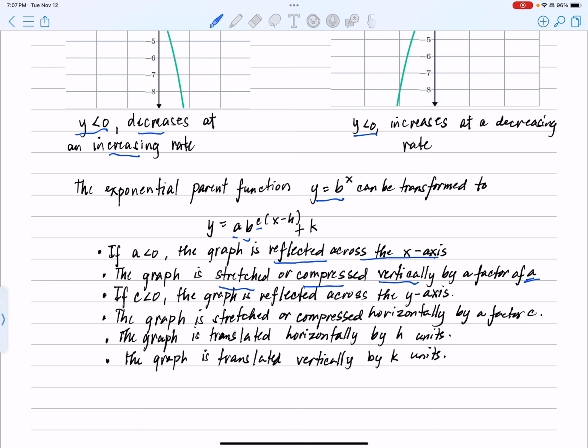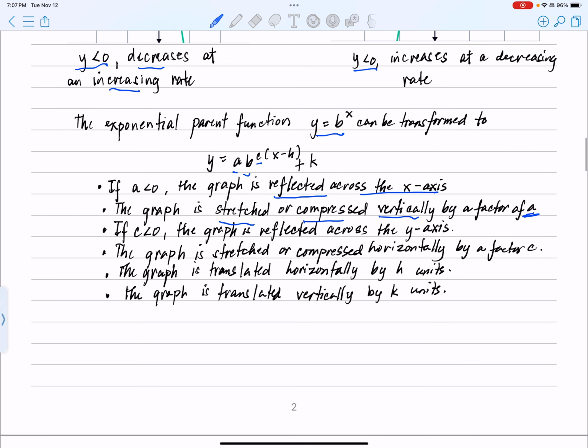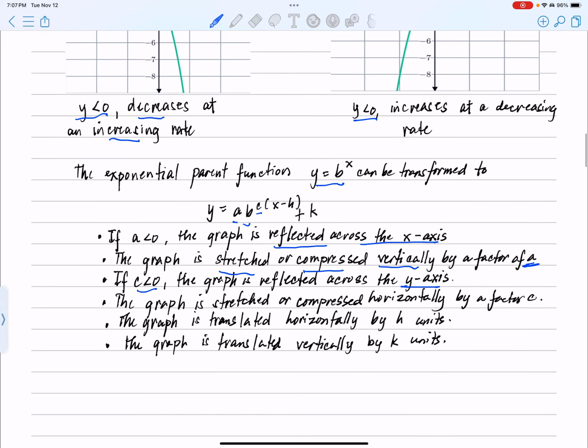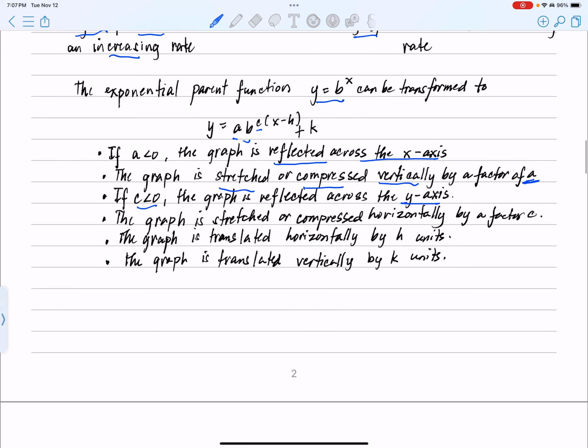If c is less than 0, then the graph is reflected across the y-axis. The graph is stretched or compressed horizontally by a factor of c. Then the graph is translated horizontally by h units, and the graph is translated vertically by k units.